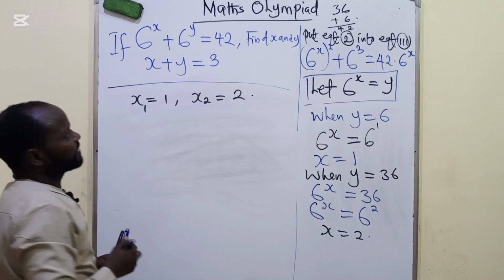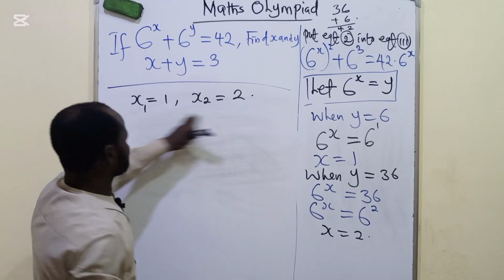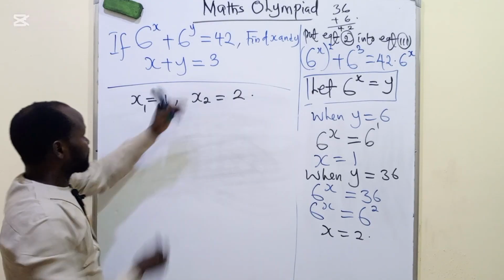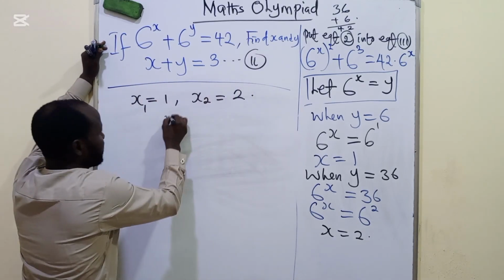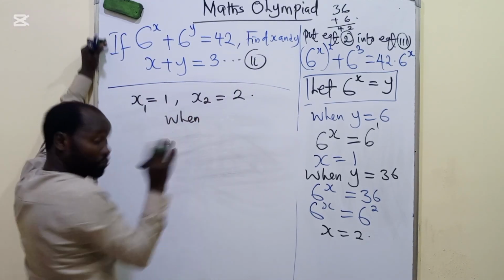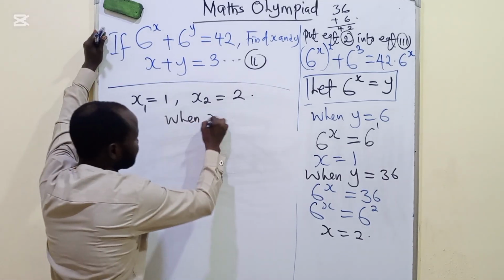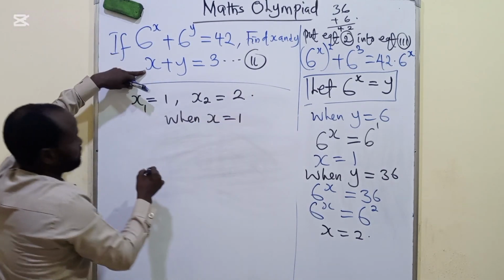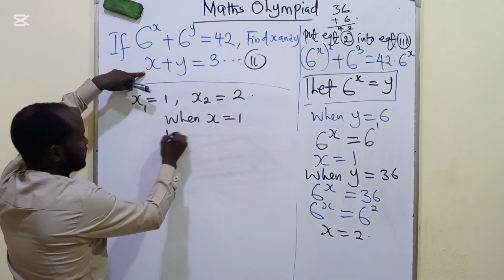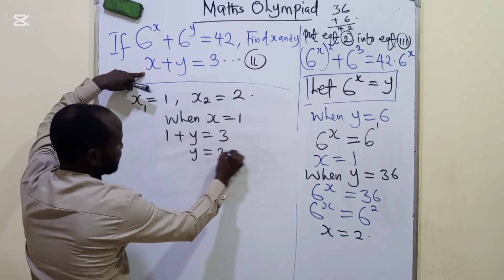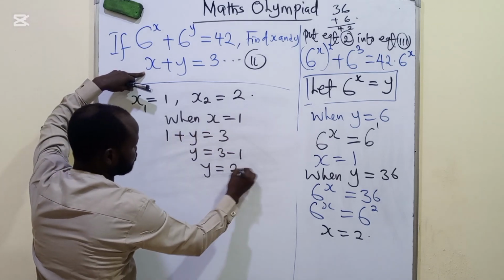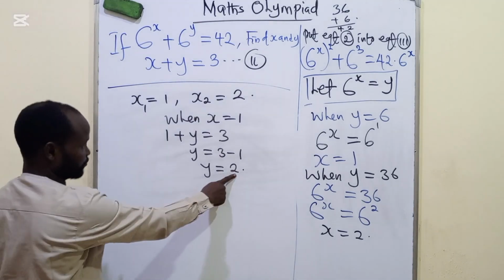But we are asked to find the value of x and y. We have two values of x here. So let's use equation 2. This is our equation 2. To find y now, there will be two values of y as well. When x is equal to 1, what will be the value of y? We substitute. That will be 1 plus y equals 3. Y will be 3 minus 1. Y will be equal to 2. First value of y is 2.